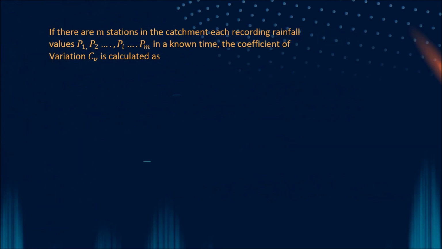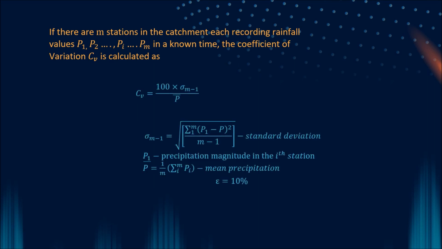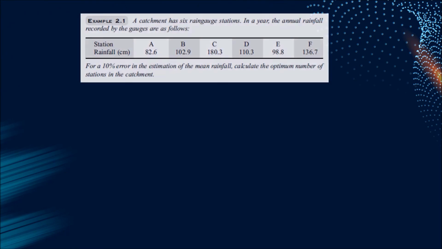If there are M stations in the catchment, each recording rainfall values P1, P2 until PM in a known time, the coefficient of variation is calculated as, for example, a catchment has 6 rain gauge stations. In a year, the annual rainfall recorded by the gauges are as follows. For a 10% error in the estimation of the mean rainfall, calculate the optimum number of stations in the catchment.